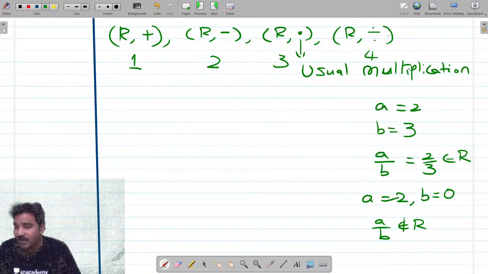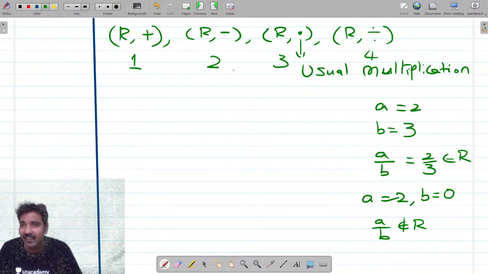Now R plus is an algebraic system. R comma minus is algebraic. R comma dot is algebraic. R comma division, that is not an algebraic system.